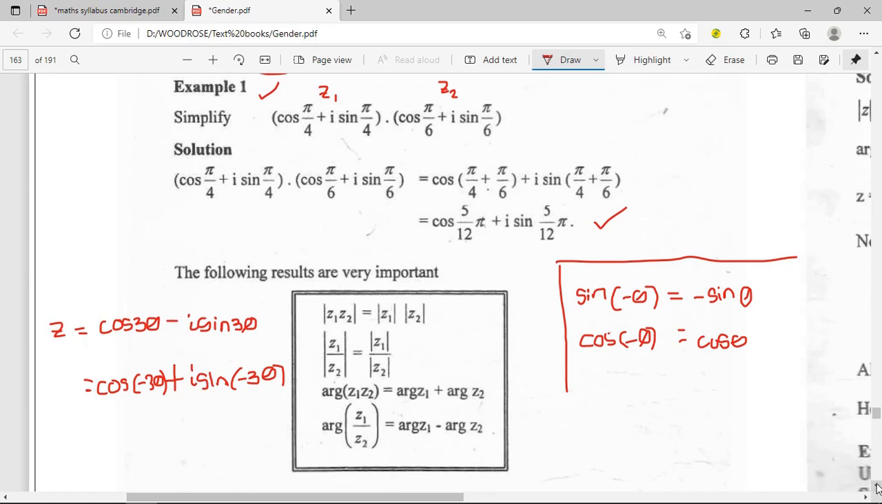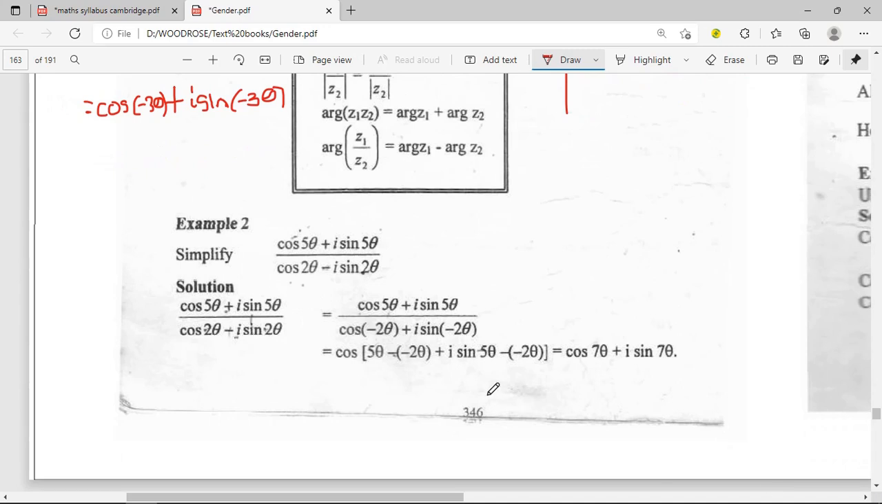So now with those two results, you can understand this one, where we have this complex number on top, and we divide by this one. Since we have a negative here, we have to remove the negative and put a positive. So if you put a positive here, make sure the negative multiplies the angle 2 theta. So before we divide, the denominator is going to be cos of negative 2 theta plus i sine of negative 2 theta.